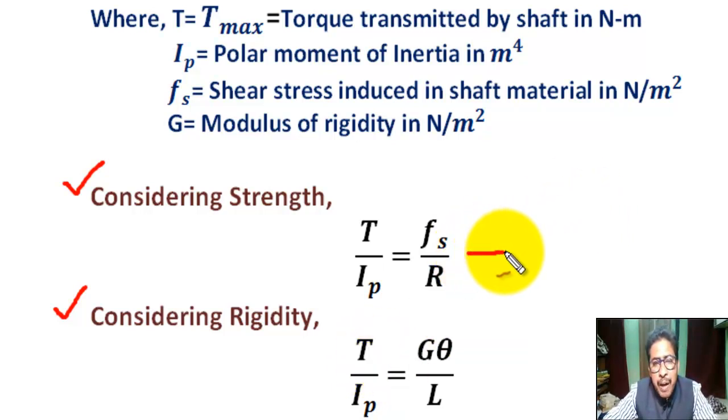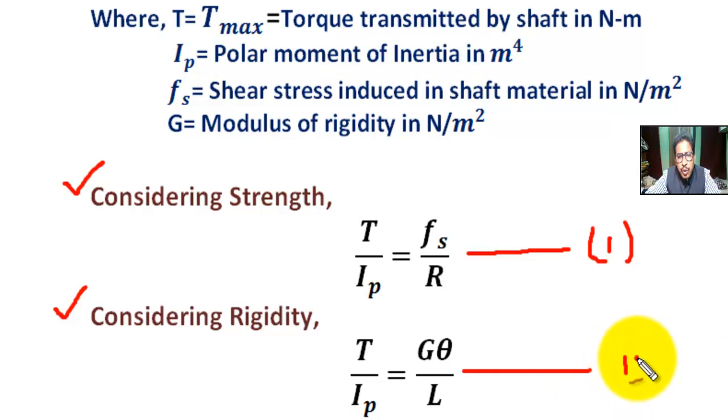This is equation 1, this is equation 2. Considering strength, we find out the diameter of the shaft. Considering rigidity, we find out the diameter of the shaft.